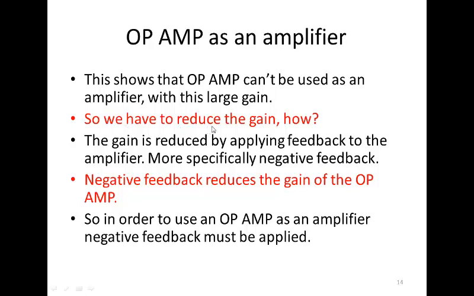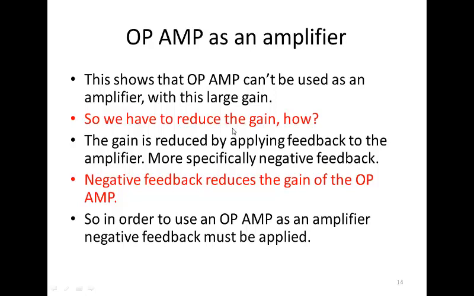So we have to reduce the gain somehow, and let me see how we can use the op-amp. So the first thing is that we wanted the gain of the op-amp to be very high. Ideally it should be infinity, but this high gain becomes problematic for us, because we cannot use the op-amp with this very large gain. So somehow we have to reduce the gain. So on one side we were trying to improve the gain of the amplifier, and now we are saying that we have to reduce the gain of the op-amp.